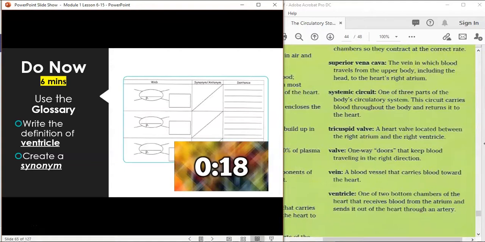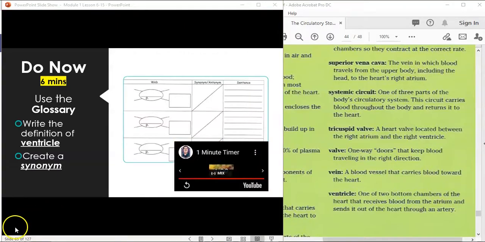So if you were to draw a heart, it would be in the bottom. And you can just kind of show an illustration that it's receiving blood, and it's sending out blood, sorry. And time is up. Go ahead and park your pencils, and we're going to go ahead and move on.